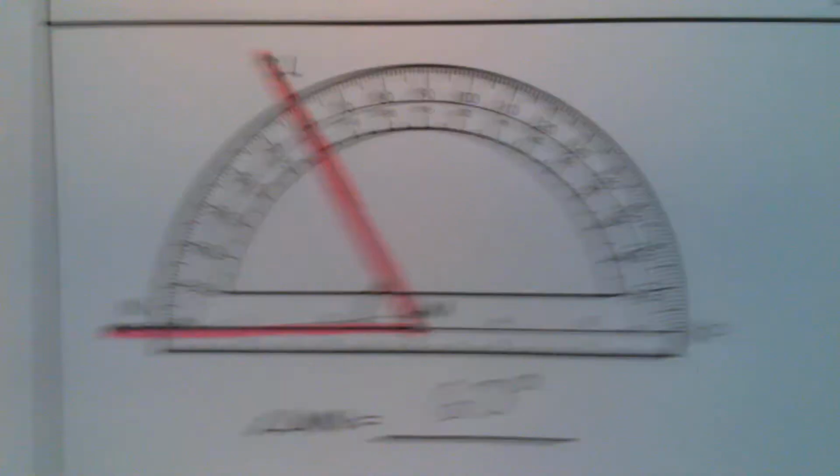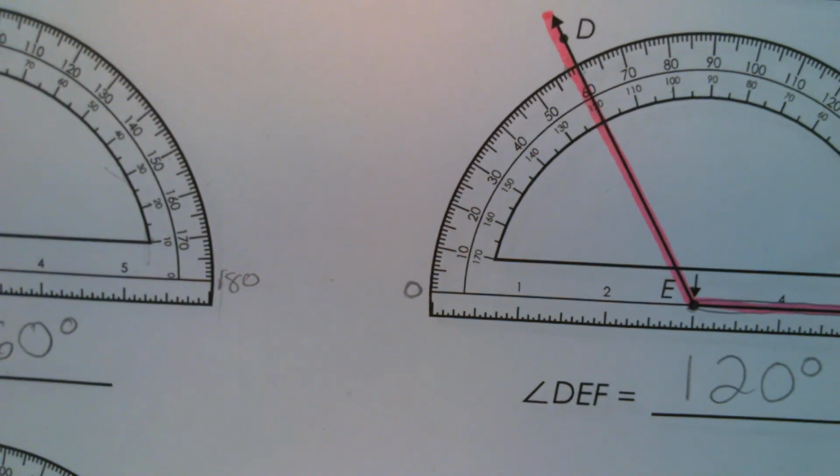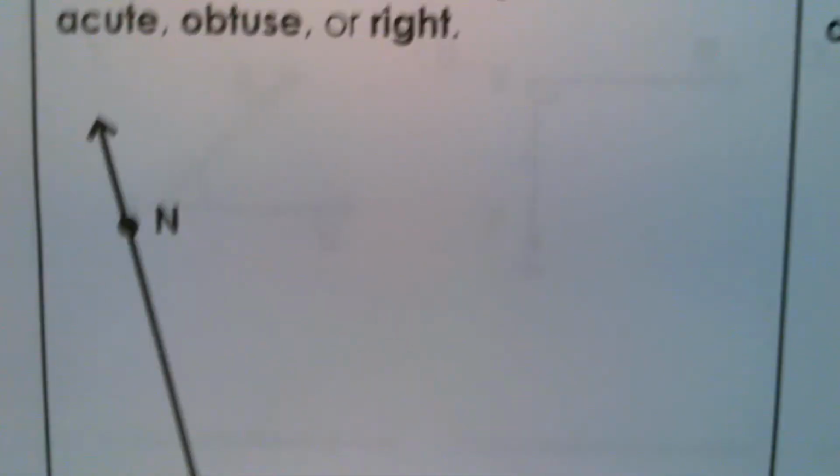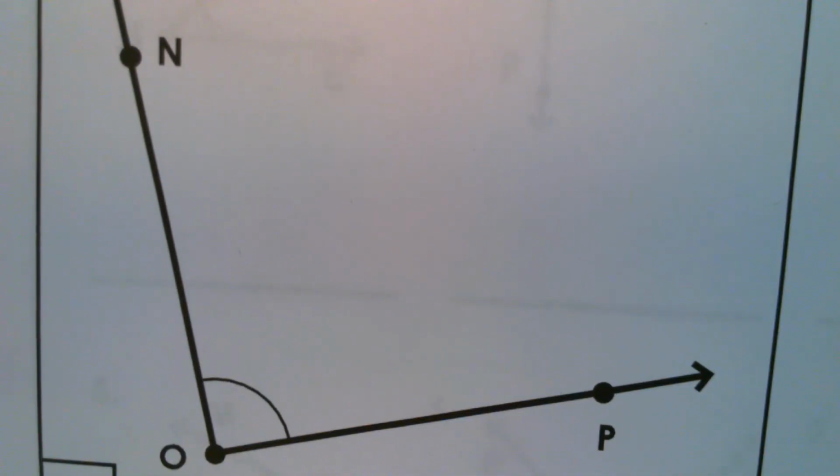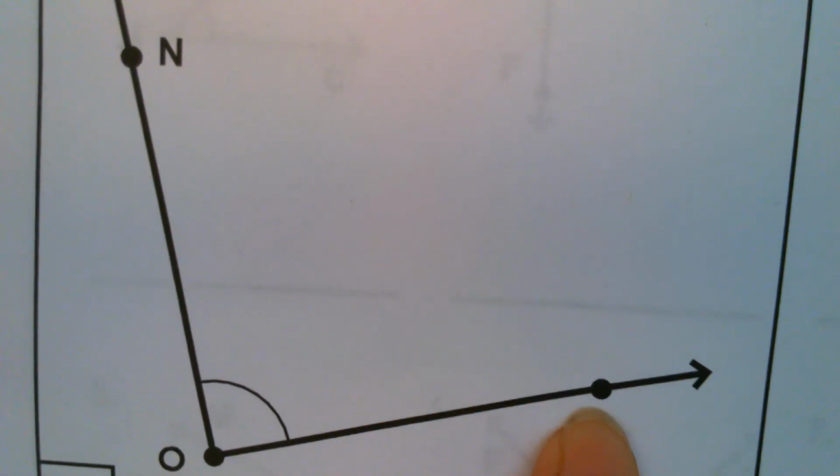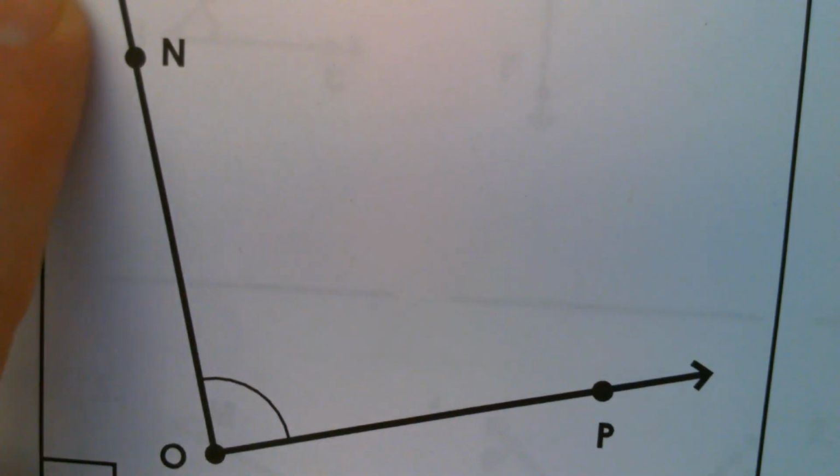All right, my friends. And we also practiced naming angles. I also want to remind you of that. We practiced naming angles and that you'll always say the vertex in the middle. So like this would be angle NOP or angle PON.